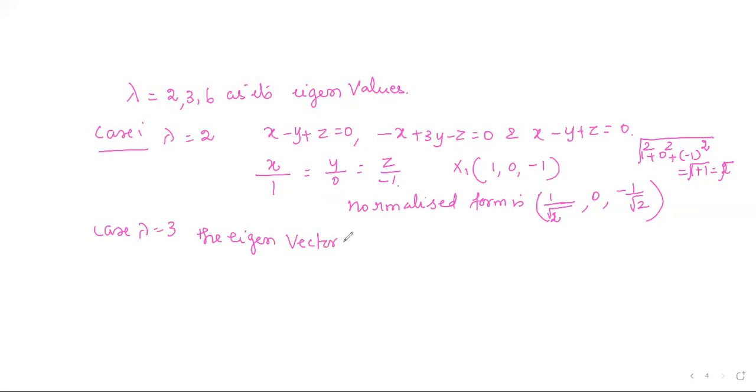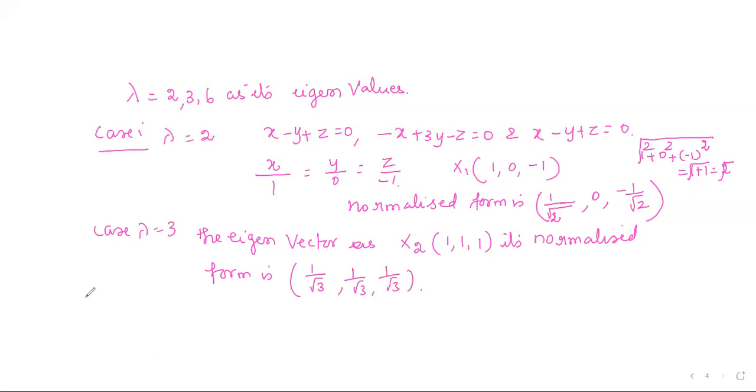the same way. If you find, you will be getting the eigenvector as x2 = (1, 1, 1). So its normalized form is, here you will be getting 1 by root 3, again 1 by root 3, 1 by root 3. So finally, third case, this is second case.